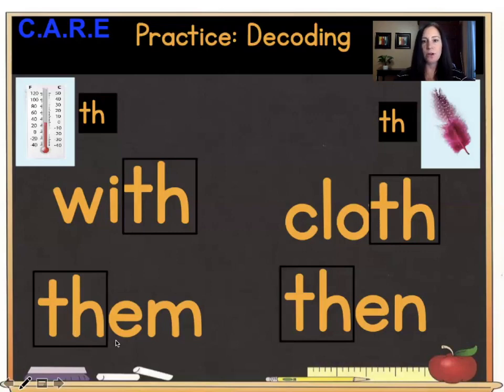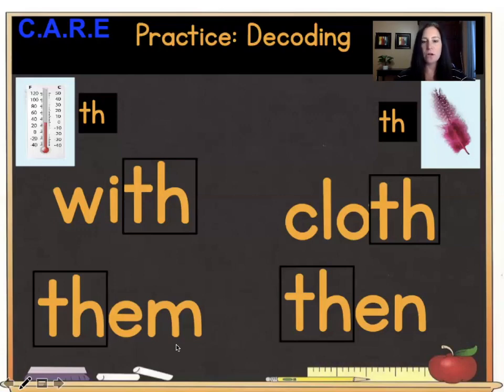My next word, I already noticed that my consonant digraph is at the beginning of the word. I bet that you saw that also. Let's find our vowel. The vowel is E. What sound does it make? Eh. Let's read. Th, e, m, them. Very good. And does this consonant digraph stand for the unvoiced sound like thermometer, or does this stand for the voiced sound like feather? That's right. It stands for the voiced sound like feather.